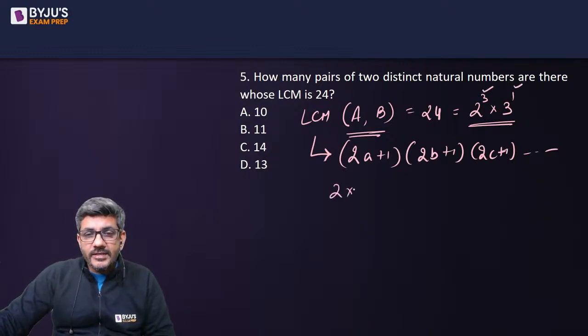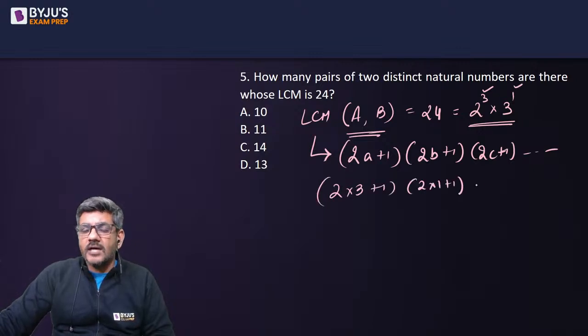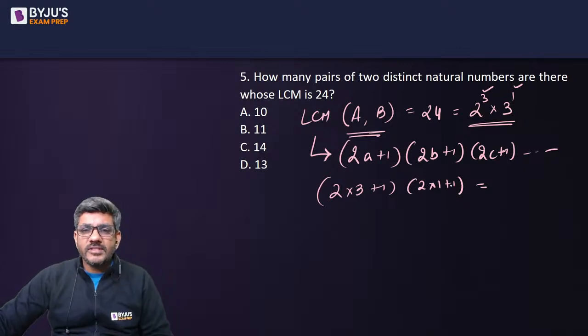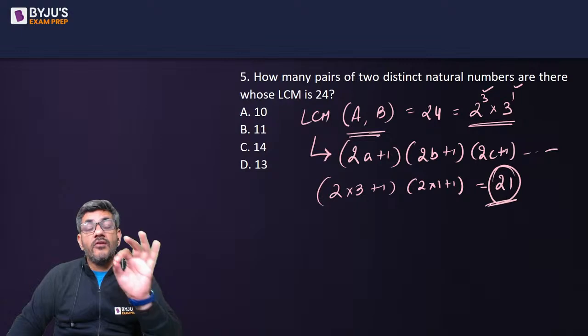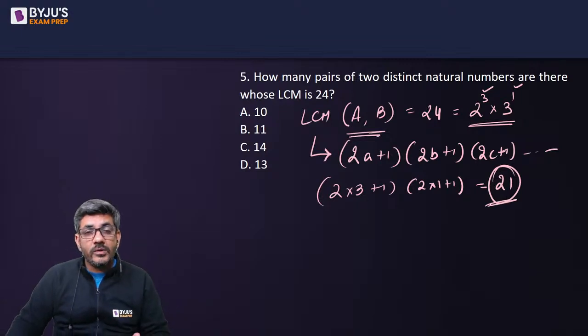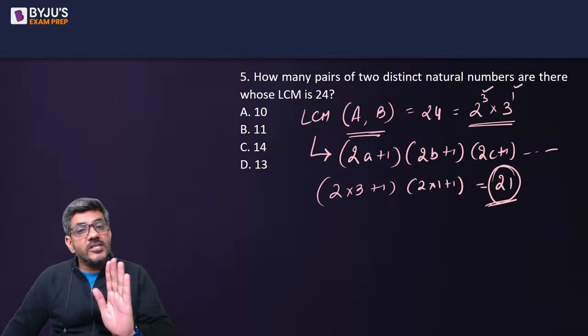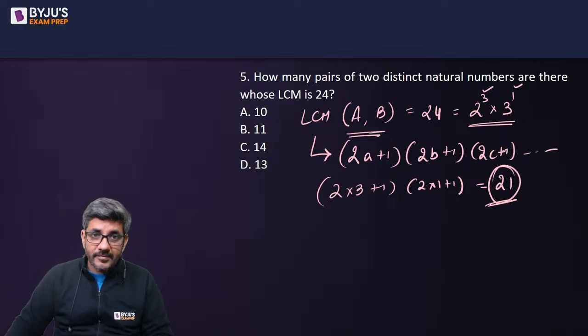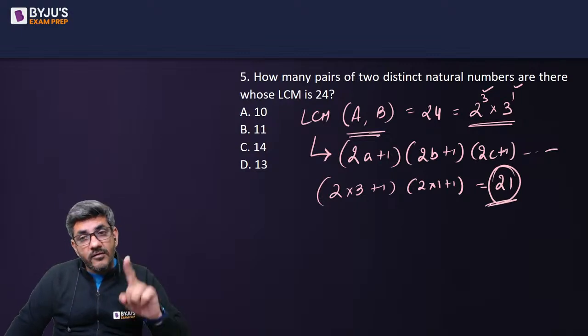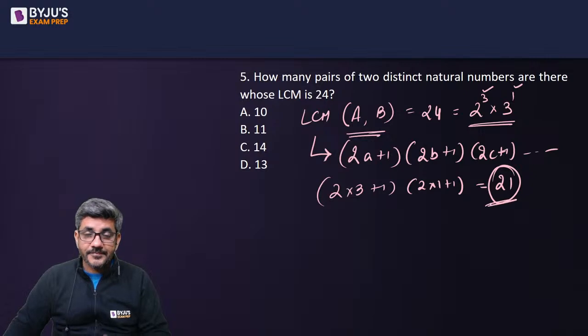So it is 2 into 3 plus 1. Next is 2 into 1 plus 1. If there are only two primes, then only two factors will be made. So 7 into 3, 21 would be the answer. If the question were LCM of A and B is 24, and he asked in how many ways this is possible, my answer is 21. It is when he says LCM of A and B is 24.